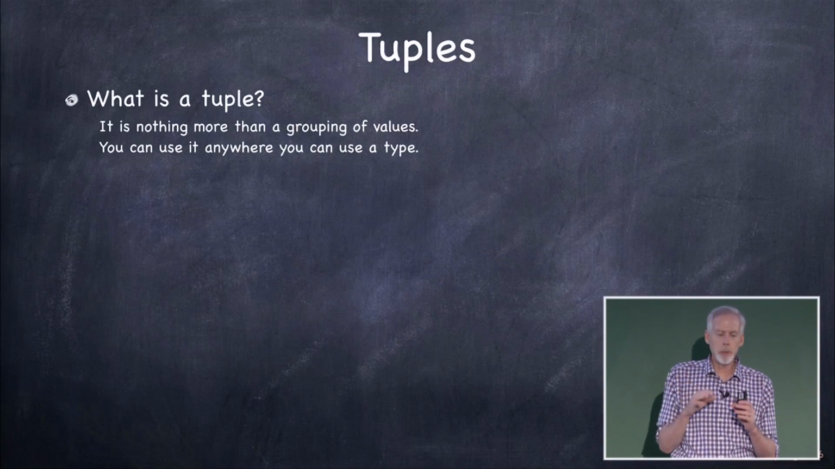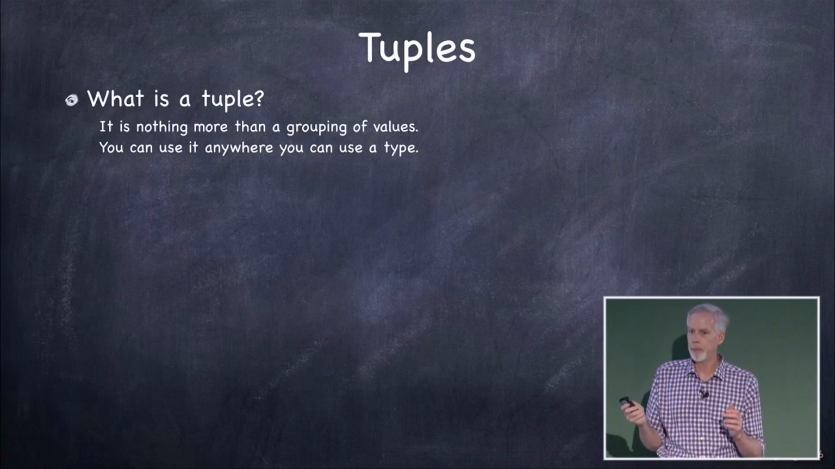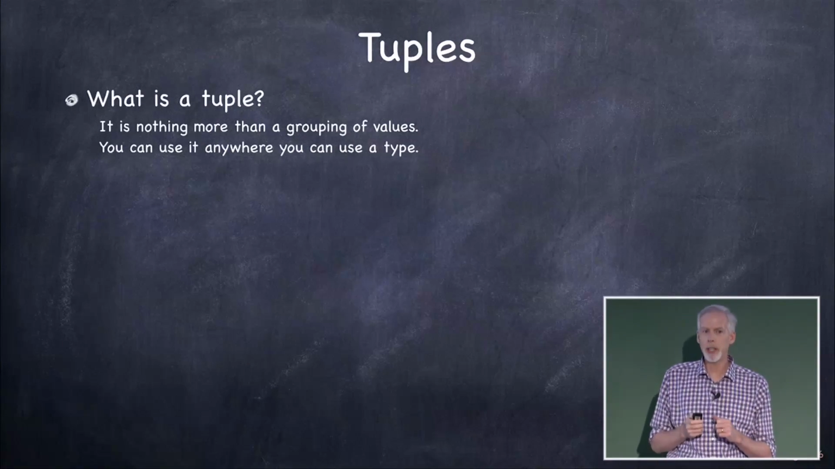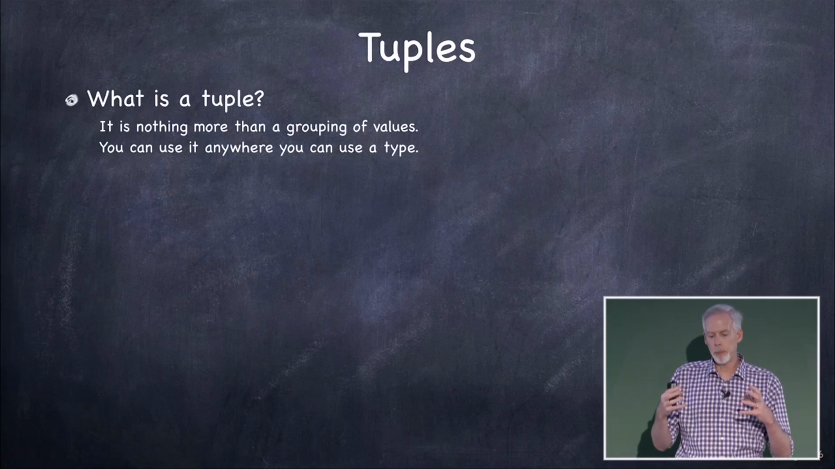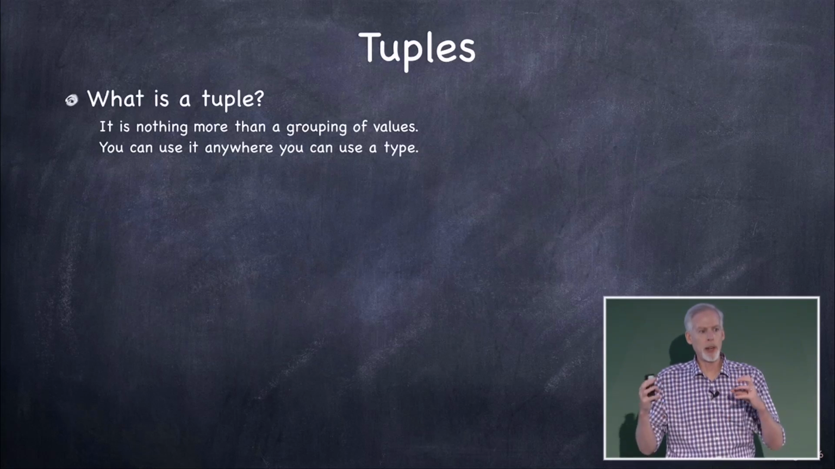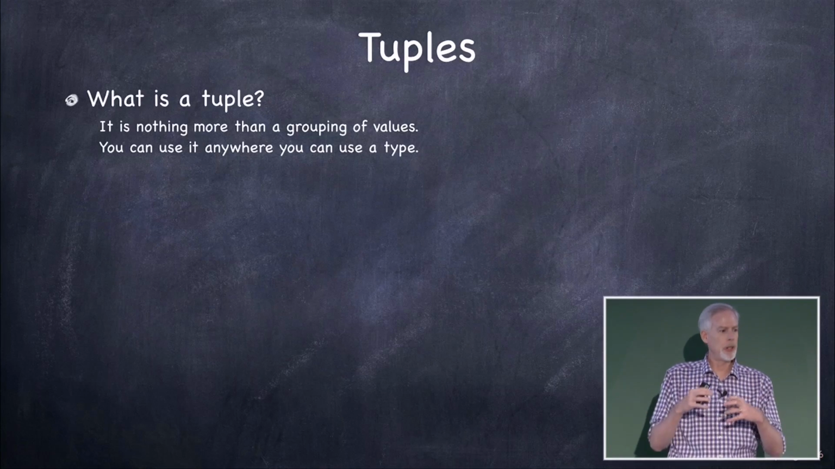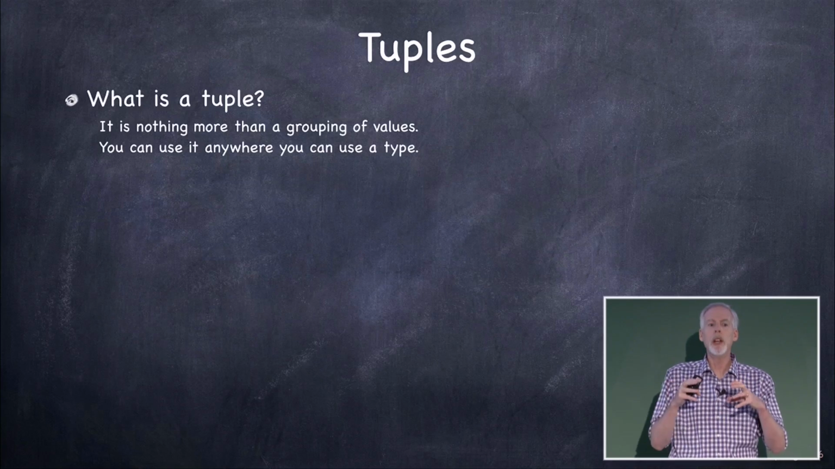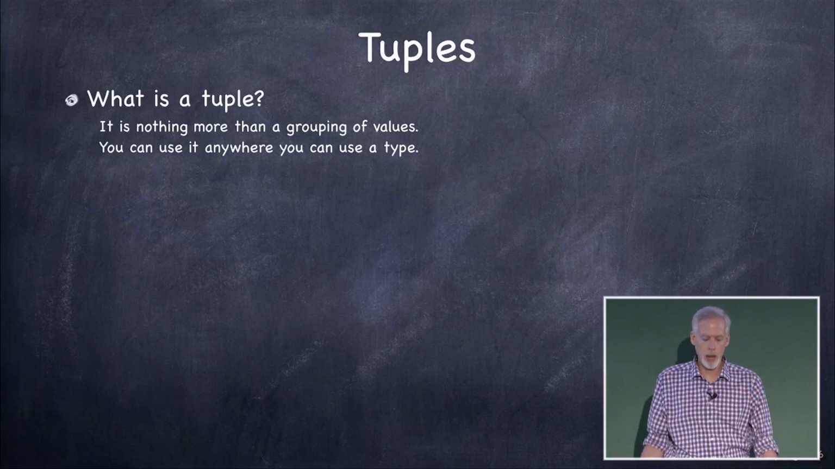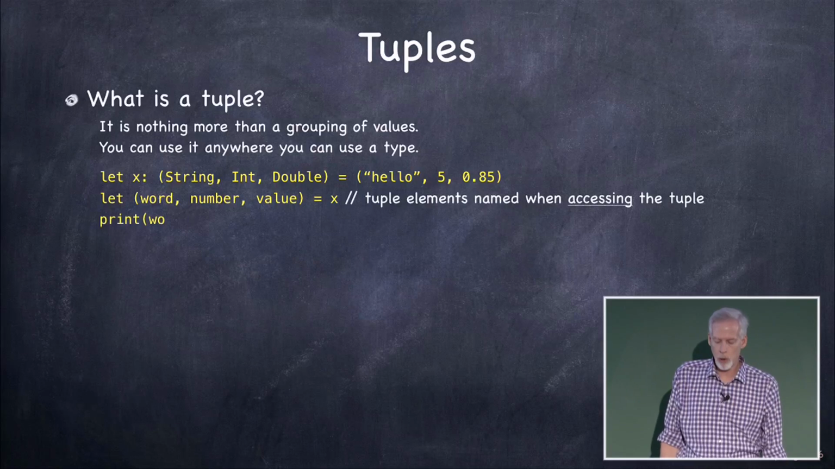All right. So let's talk about another thing. Tuples. All right. Tuples are a type. Okay. In Swift, they're really, really cool. They're basically a way to build a type out of other types by grouping them. Okay. And you can use it anywhere you can use a type. A tuple can be used anywhere types are valid. Okay. So here's an example.